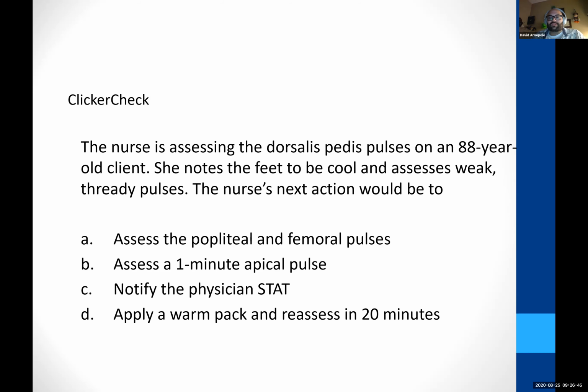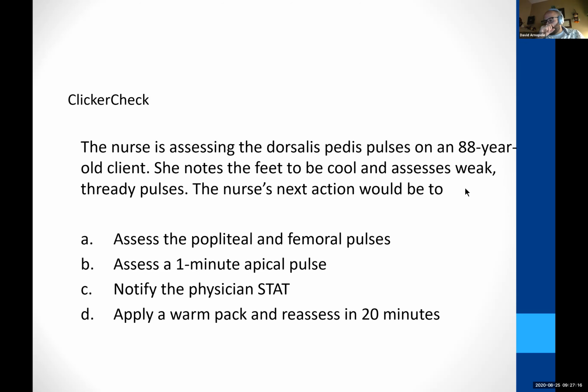We have somebody who says that we found that their feet are cool and that their pulses are weak. So what do we do next? Before we go check the apical and we call the doctor, we have to assess our patient. So we need to go figure out how bad it is. We go up to the next pulse and the next pulse and see where it's going to. Is it all the way down the leg or is it just at a certain spot?